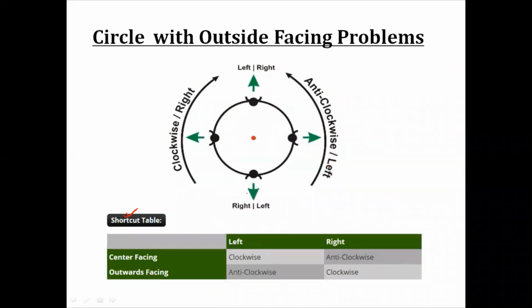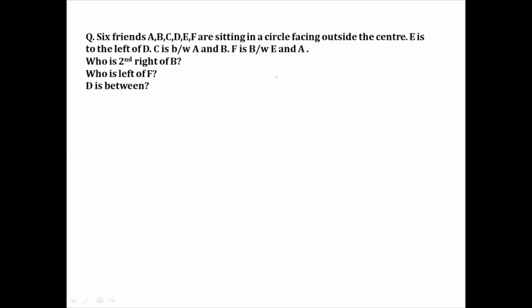See, if these are all facing outside the center, anti-clockwise direction is left, clockwise direction is right. Now center facing: left is clockwise direction, right is anti-clockwise direction. Outwards facing, or outside the center: left is anti-clockwise direction, right is clockwise direction. So this table I made for you. Just have a look. Six friends A, B, C, D, E, F are sitting in a circle facing outside the center. If it is outside the center, it will be clearly given. If it is not given, you can simply consider they are facing center, because that is the default.